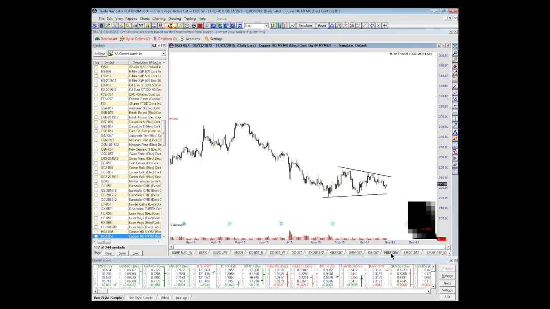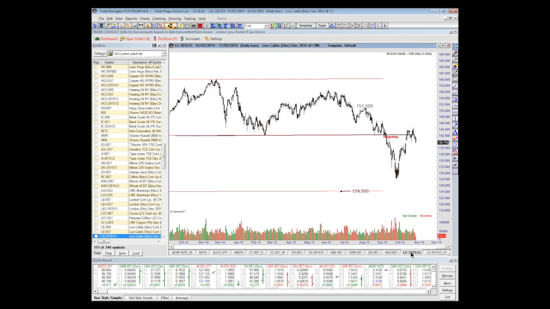Copper is building a symmetrical triangle. Right now, this is too short for us. Even if this completed, we probably would not trade this because we're looking for patterns that are 12 weeks in length. This hasn't quite made it, but we have it on here because we think if the market drifts sideways for a bit, now we're looking for an opportunity to sell the cattle market.